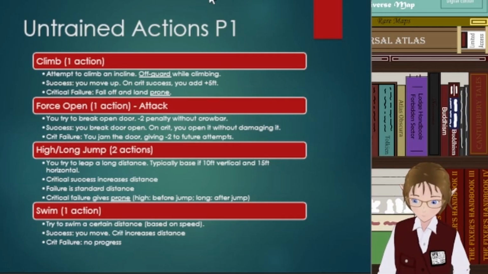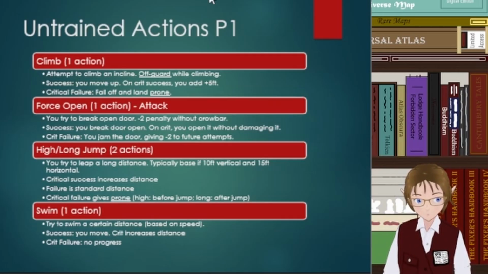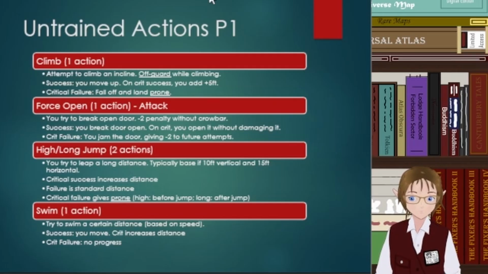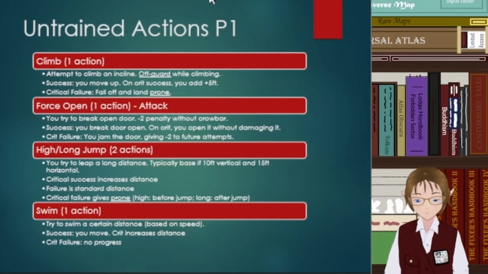This is a very common failure condition for athletics actions. What this essentially means is you have a penalty to melee attacks, a bonus versus ranged attacks, and a penalty to certain actions and saves, depending on what you're trying to do.